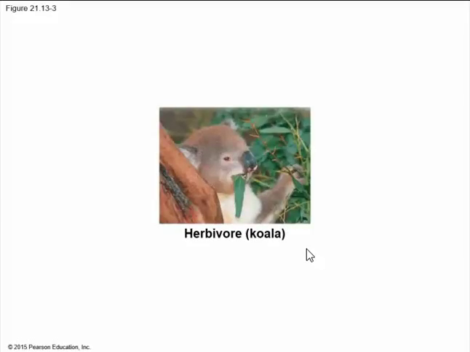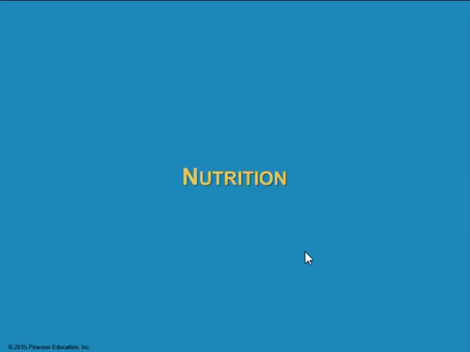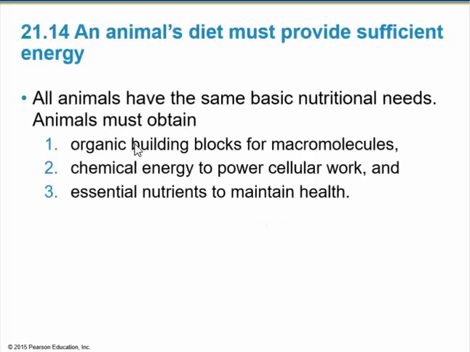Alright. Nutrition. Basics of nutrition. Animals must have the building blocks to build their own macromolecules, must have energy to power their cells, and necessary nutrients, inorganic nutrients I'm talking about, to maintain health. Vitamins, minerals. You'll see why in a minute.